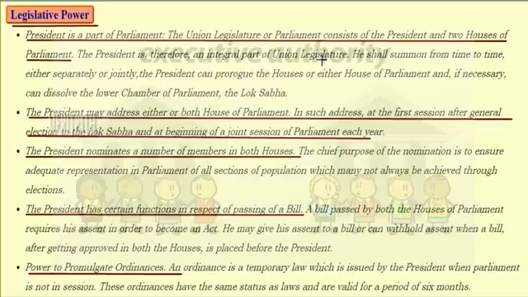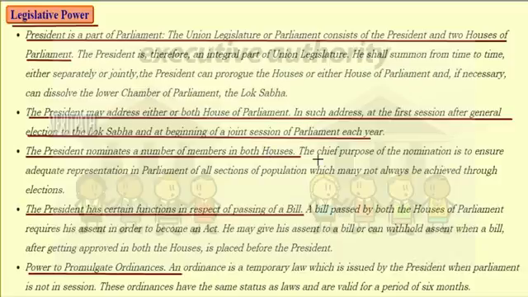He shall summon the houses from time to time, either separately or jointly. The President can prorogue the houses or either house of the Parliament, and if necessary, he can dissolve the lower chamber of the Parliament known as Lok Sabha. President may address either or both the houses of Parliament. Such an address is made at the first session after the general election to the Lok Sabha, and at the beginning of a joint session of the Parliament each year.